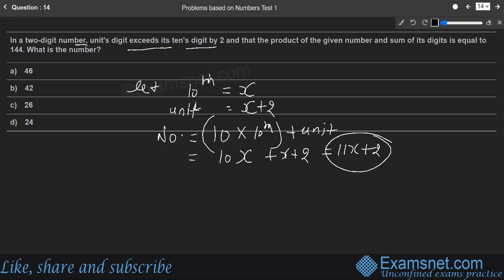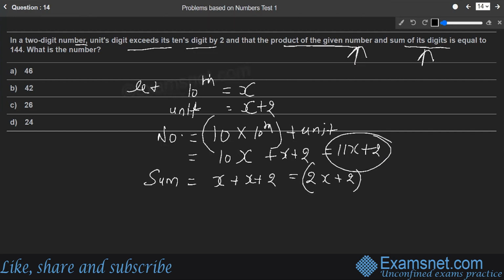Now, what is the next thing he says? The product of the given number and the sum of its digits. So we need to find the sum of digits, which is x plus x plus 2, that is equal to 2x plus 2. So this is the sum of digits, 2x plus 2. Then he's saying the product of the number and the sum of digits. If we do the product, it's going to be 2x plus 2 multiplied by 11x plus 2. He says the result should come out to be 144. Okay, so let us solve this equation. This will again become something quadratic.